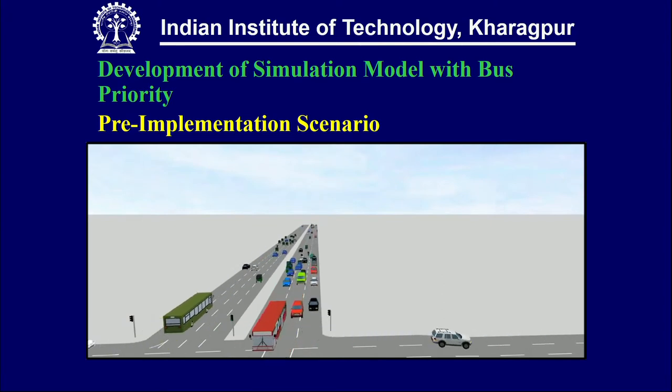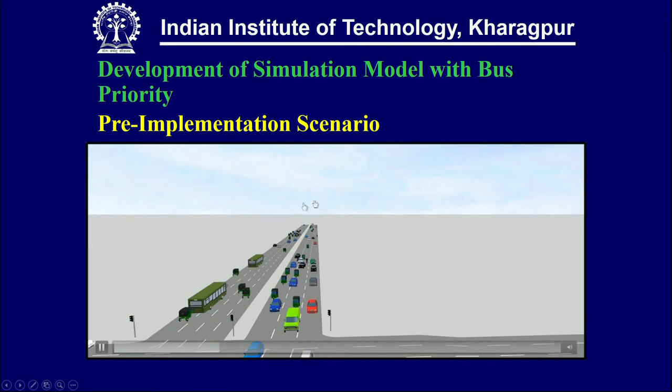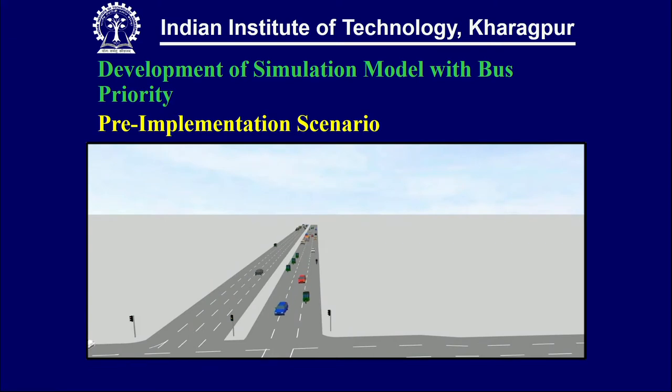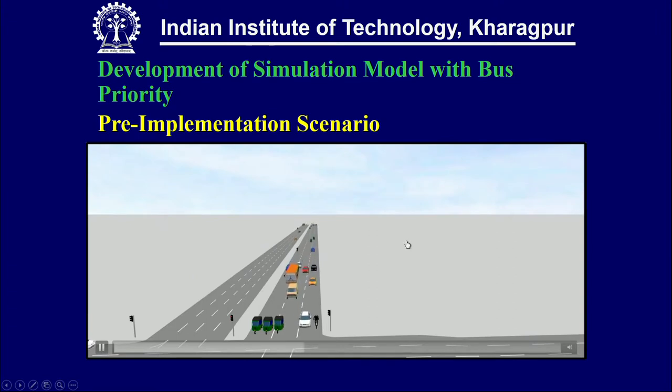And then another bus may be affected. If another bus is there, it will be affected and it will not be able to clear the intersection. So these aspects were there in the pre-implementation scenario, that is the business-as-usual scenario. See, this bus gets affected, it cannot actually clear the queue.